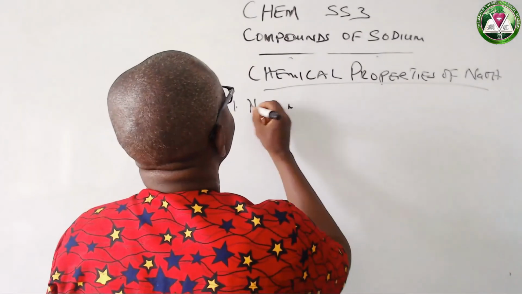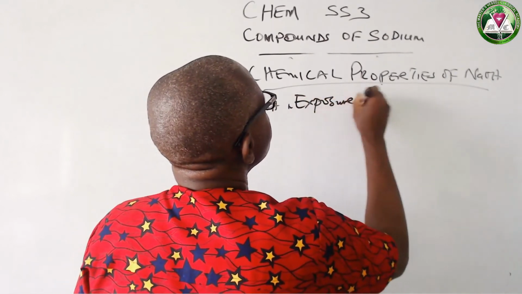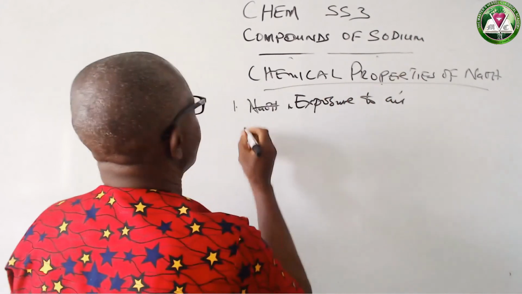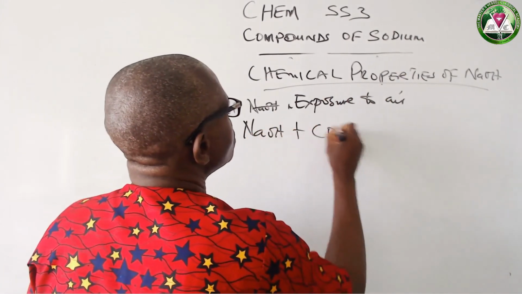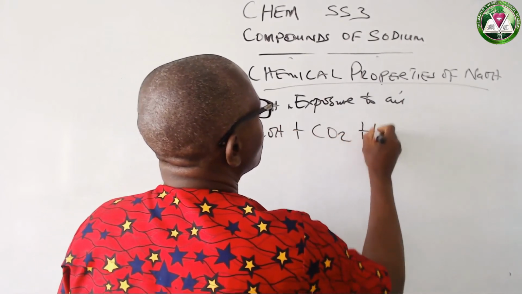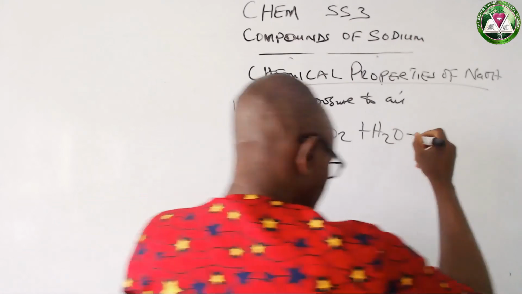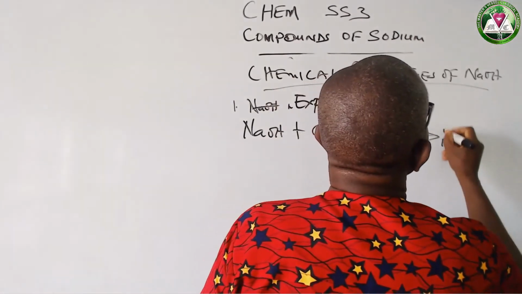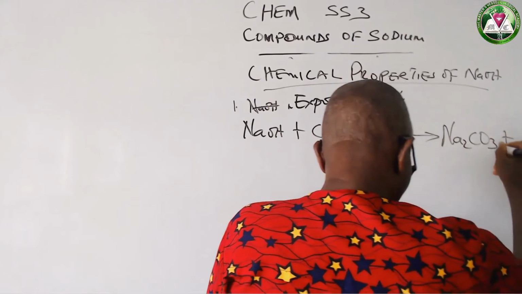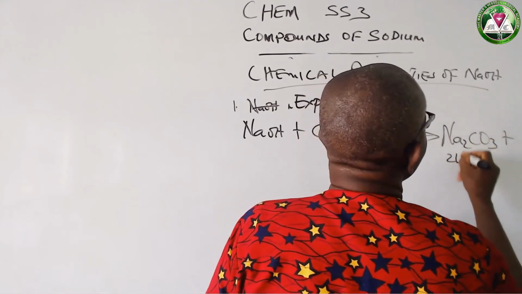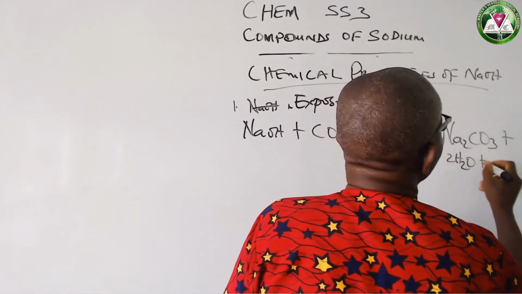Let's call this exposure to air so that we don't copy so much. You have sodium hydroxide reacting with CO2 in the atmosphere plus water vapor in the atmosphere to give you sodium trioxocarbonate(IV) plus water.